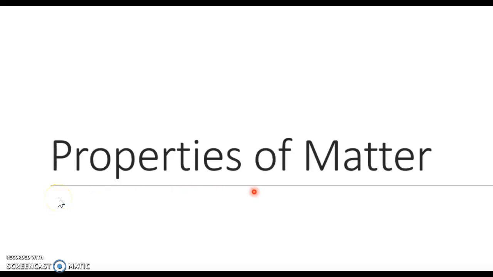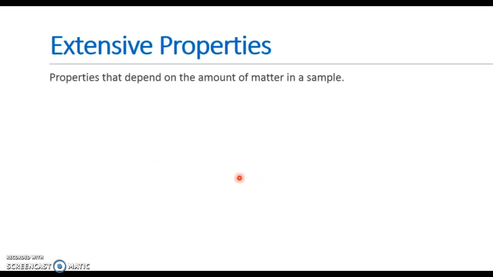Today we'll explain properties of matter, and you'll be able to distinguish between two important properties, extensive and intensive. Extensive properties are the ones that depend on the amount of matter in a sample. This means if you change the amount of the sample, the property itself will change.